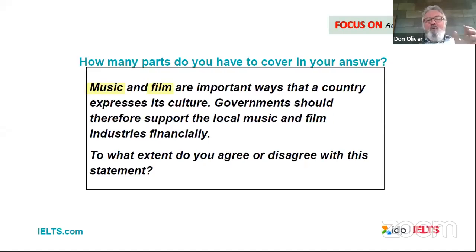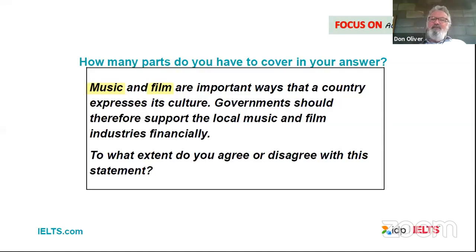Well, we have to talk about music and film. If your essay is just talking about film, or if it's just talking about music, you won't get more than a band 5 for the first assessment criterion.